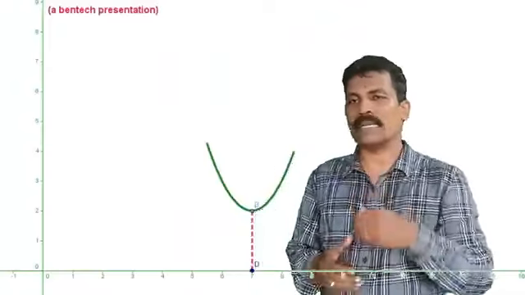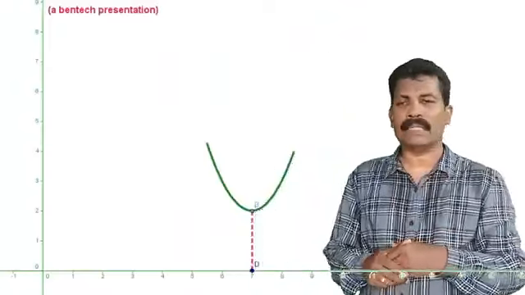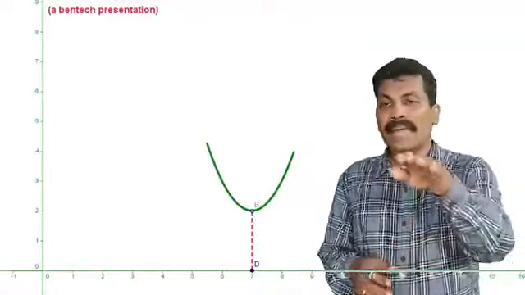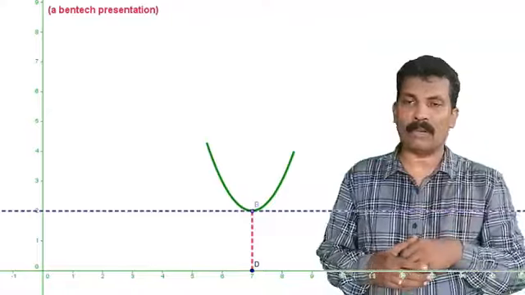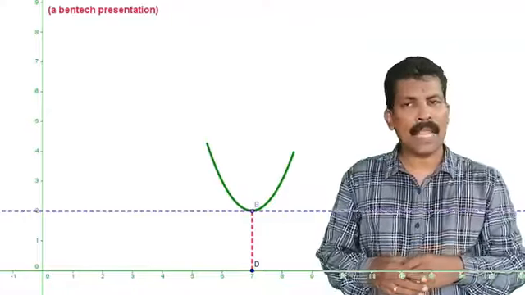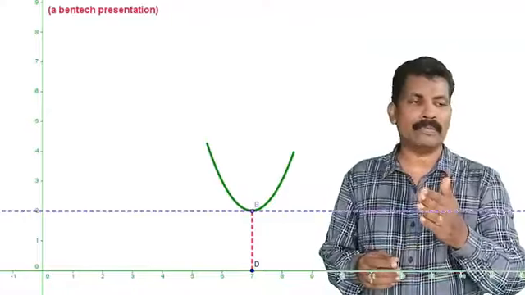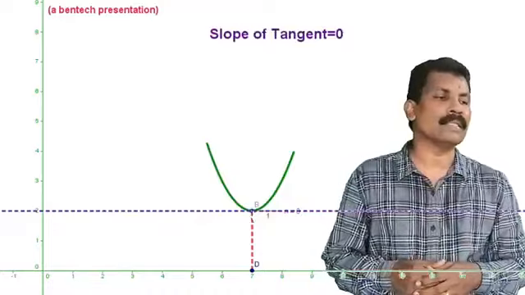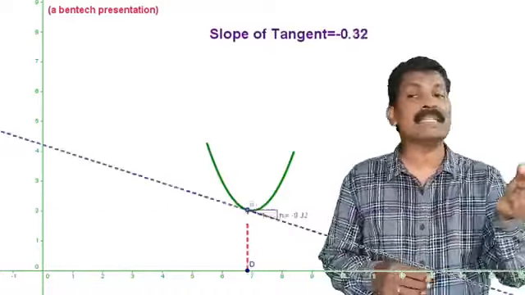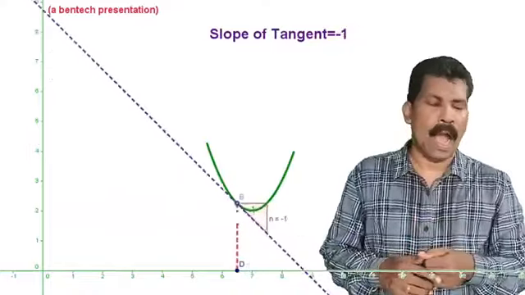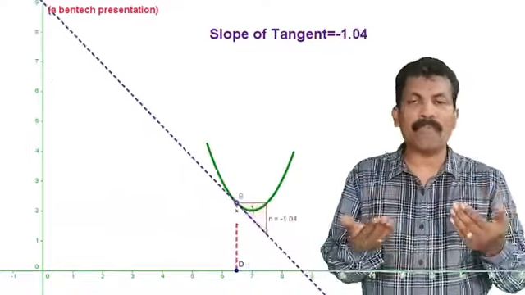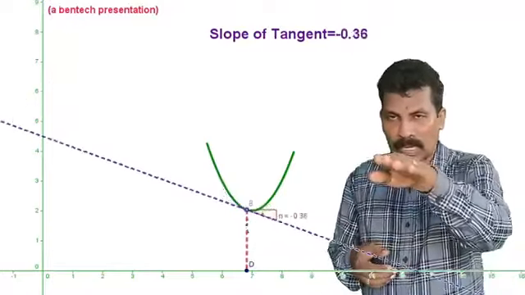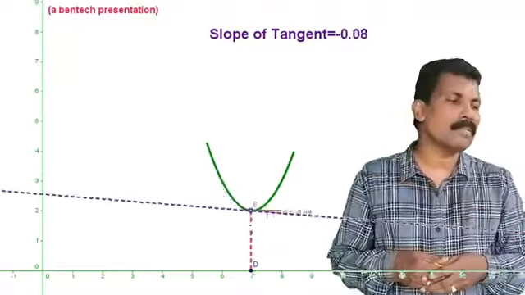Now consider a curve that has a minimum value when x equals 7. At that point on the curve we have a horizontal tangent. For the points on the curve where the x value is slightly less than 7, you can see the tangent has a negative slope.